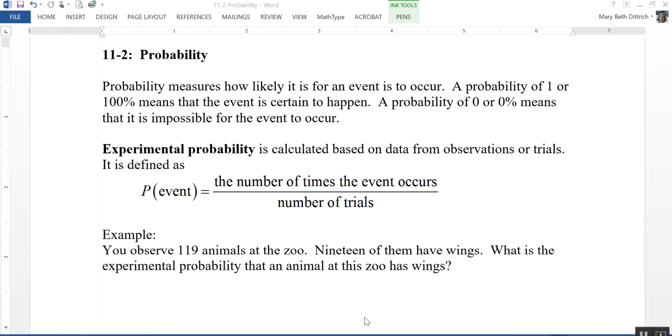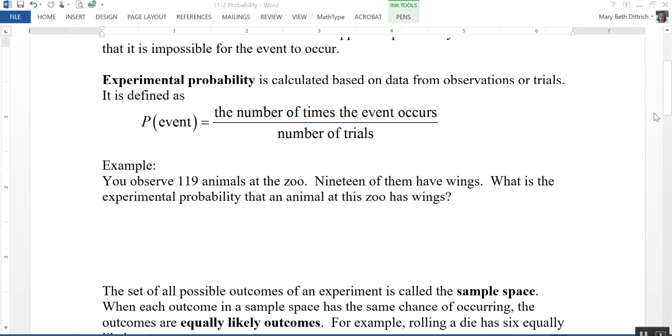Experimental probability is calculated based on data from observations or trials, and it is defined as the following. The notation here means the probability of this event occurring is the number of times the event occurs divided by the number of trials. So here's an example.